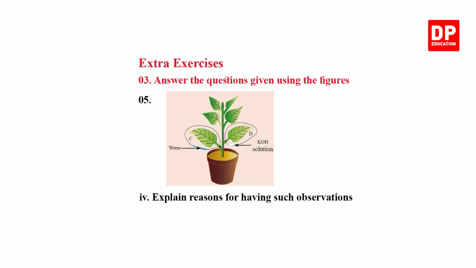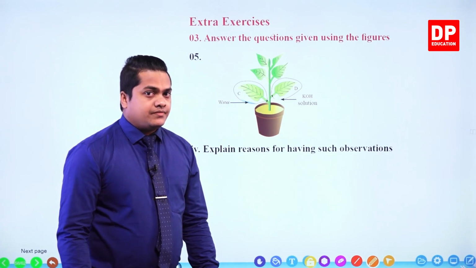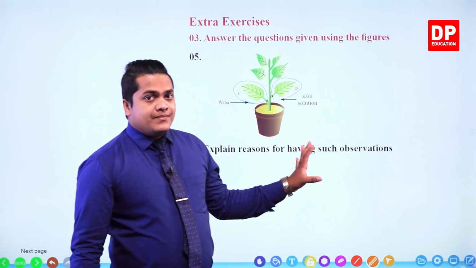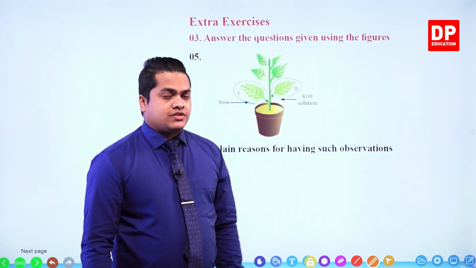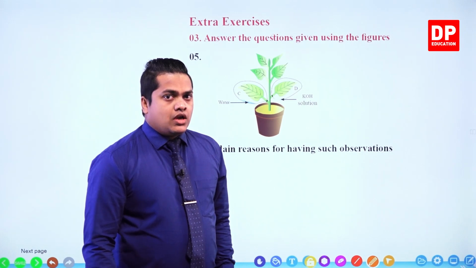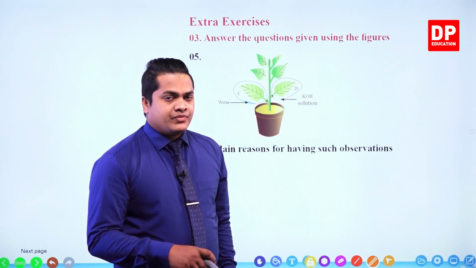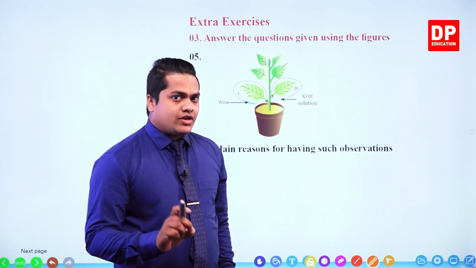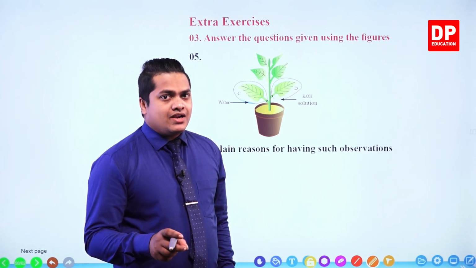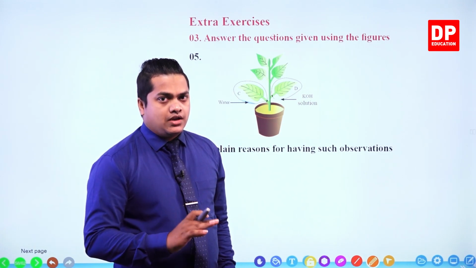Explain the reasons for having such observations. So you need to explain the reasons for having such observations. So let me explain. In D, KOH solution is going to absorb carbon dioxide. Therefore, carbon dioxide is not present within D leaf. Therefore, photosynthesis will not occur. Starch is not getting produced. Therefore, iodine will not change into dark blue color.